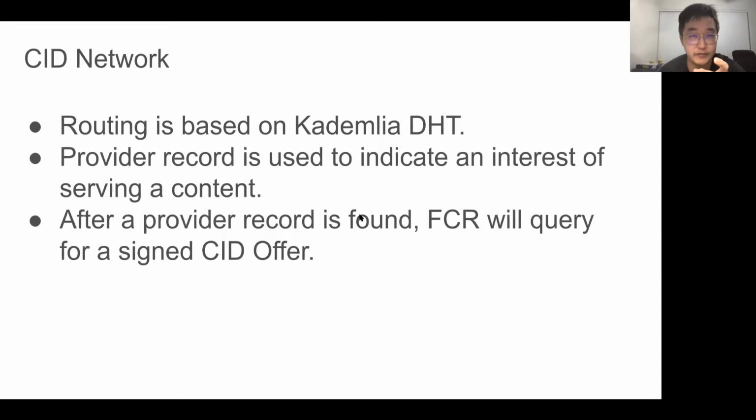So the CID network is very similar to IPFS. I will just quickly go through this slide. I assume everyone is familiar with IPFS. Routing is based on Kad-DHT. Provider record is used to indicate an interest of serving content. That is, if you use FCR to start serving a content, FCR will periodically publish the provider record to DHT until you stop serving. If someone else wants to retrieve a content, it will first use DHT to find the provider record. After the provider record is found, FCR will query the provider for a signed CID offer.